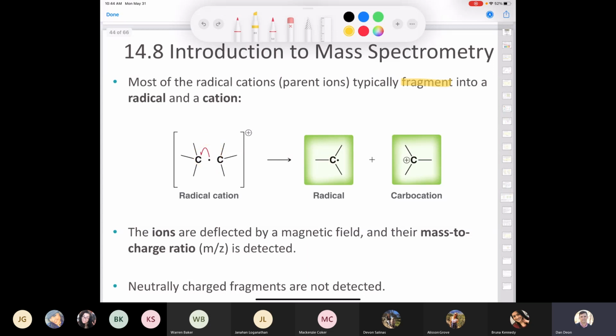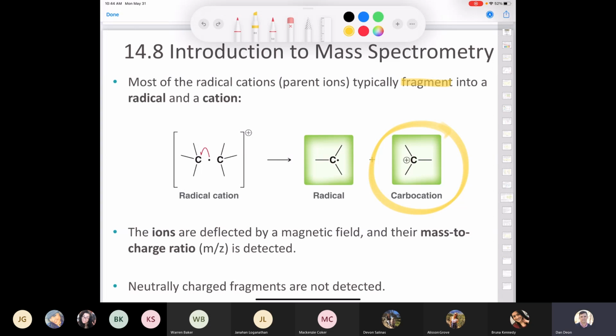But the idea is that it's going to break apart to give us a radical and a carbocation. Now, what did I tell you about fragments that are graphed and detected? They're only the charged fragments. So you would not see the radical in your mass spectrum, but you would see the carbocation.